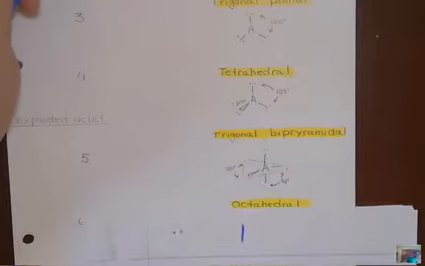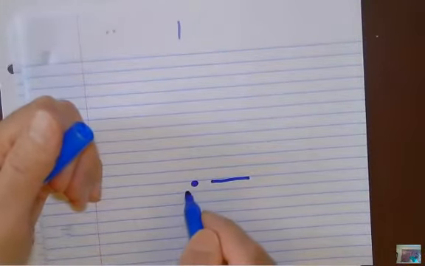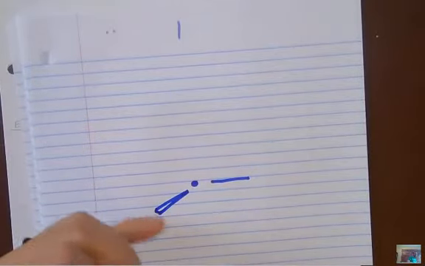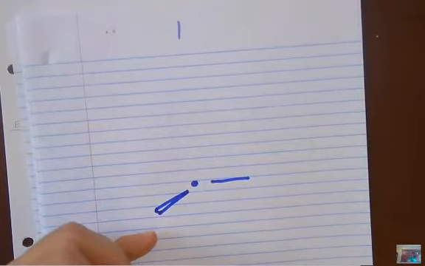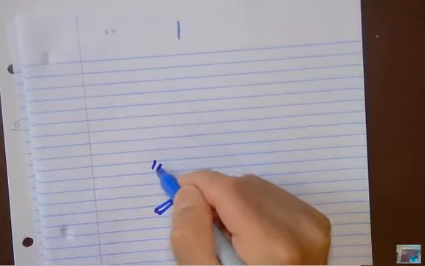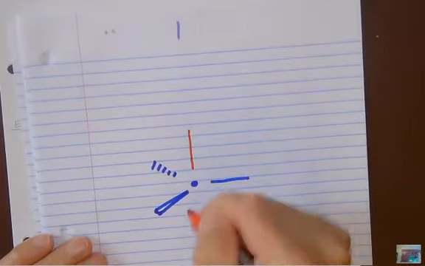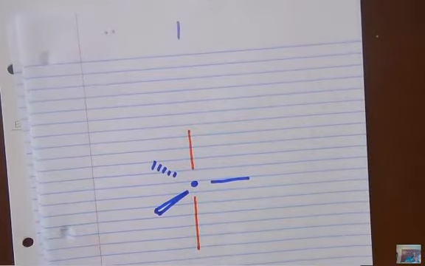Okay, let's see if I do this. Okay, so here's the central atom. Okay, here's one straight out. This guy is popping out of the blackboard, okay? Popping out of the paper. We have no blackboard. And this guy is back behind the paper, okay? And then here's the one that's straight up and the one that's straight down, okay?